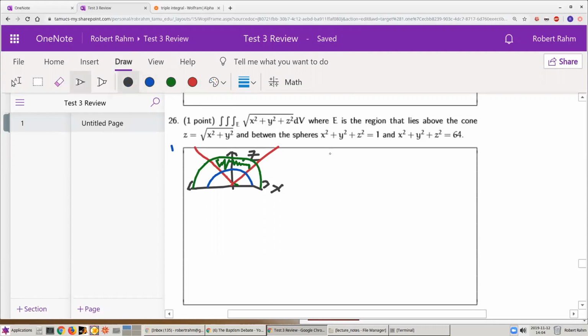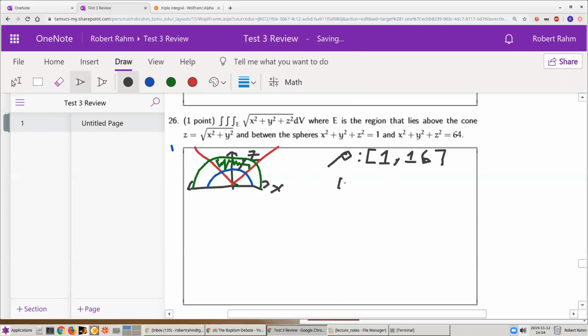Okay, so let's try to figure out what the bounds for the integral are going to be. We want to do this in spherical coordinates. So the rho bounds. No matter what phi is, in other words, no matter where you are from here to here, no matter what theta is, in other words, no matter how much you've spun around the z-axis, rho is always going to go from the sphere of radius 1 to the sphere of radius 16. So rho is going to go from 1 to 16.